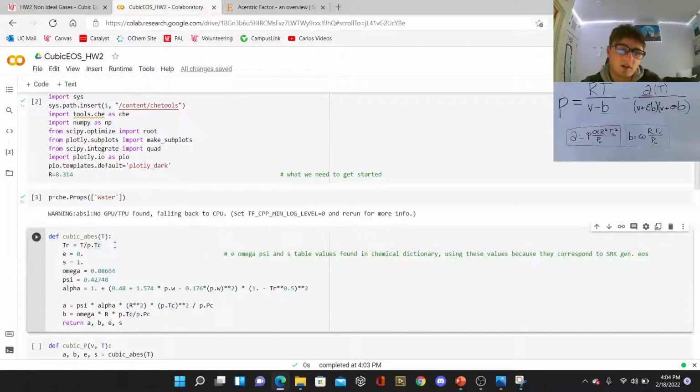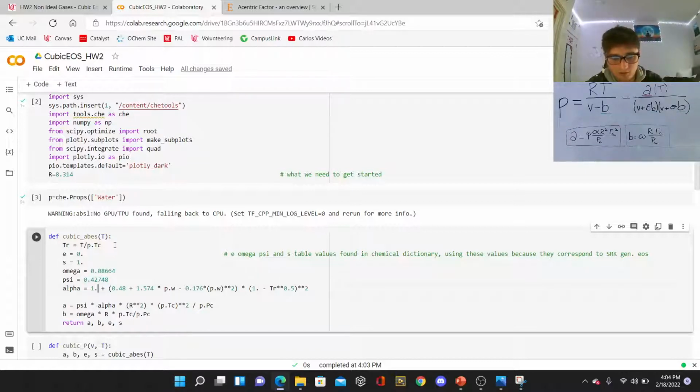So first up, we're going to have the reduced temperature, which is used in calculating alpha. And all this is, it's just temperature divided by the critical temperature. And again, we're going to be varying T. Epsilon is 0, sigma is 1, according to the table of values for the SRK cubic equation of state. And then omega and psi are also defined. We are just going to be using these in calculating alpha and A and B.